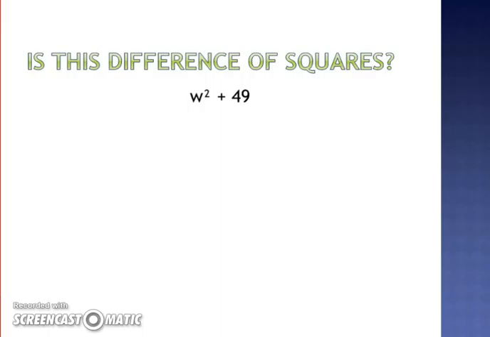Another example, I have w squared plus 49. Our first term, w squared, is a perfect square. Our second term, 49, is a perfect square, but this one is not subtraction. This one is addition. So no, this one is not difference of squares. Think of the word difference, meaning subtraction.